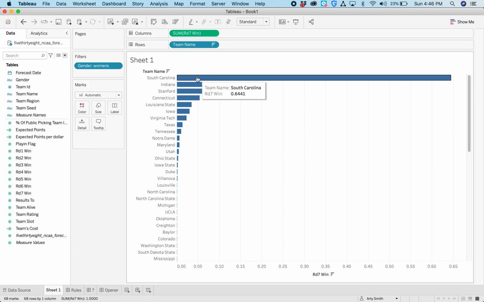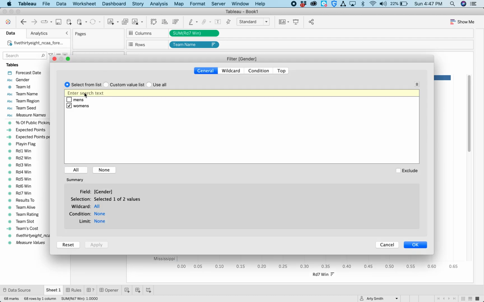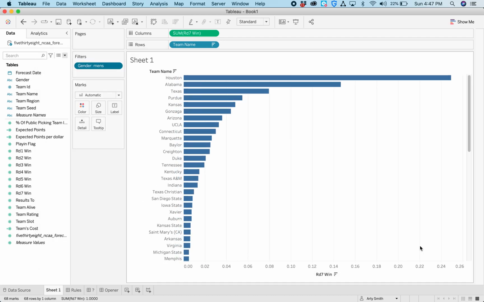And we can see that South Carolina is the overwhelming favorite in the women's bracket, a 64% win probability, followed by Indiana, Stanford, Connecticut, down the line. Now, of course, we can easily pivot it over to the men's bracket. Okay, we can see Houston, Alabama, Texas, Purdue.